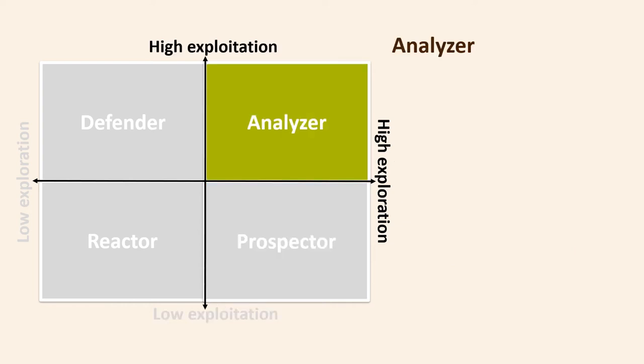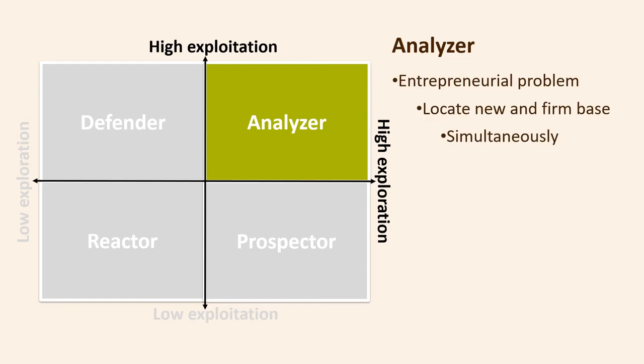The third organization type is the analyzer in the upper right corner. They share some of the characteristics of the prospectors and some of the characteristics of the defenders. The entrepreneurial problem is to locate new products and market opportunities while simultaneously maintaining a firm base of traditional products and customers.